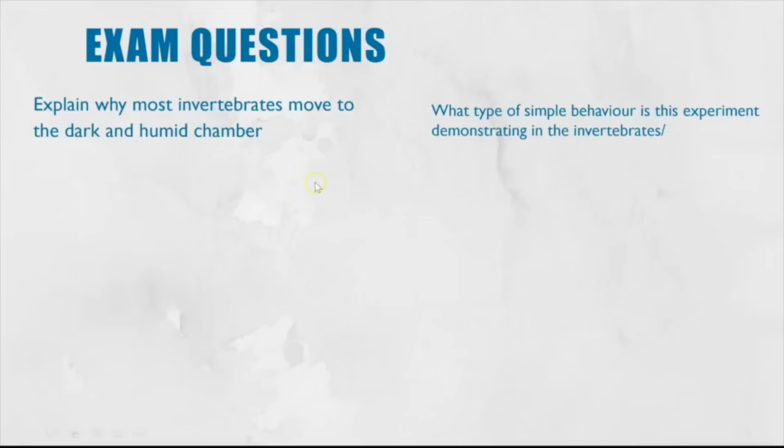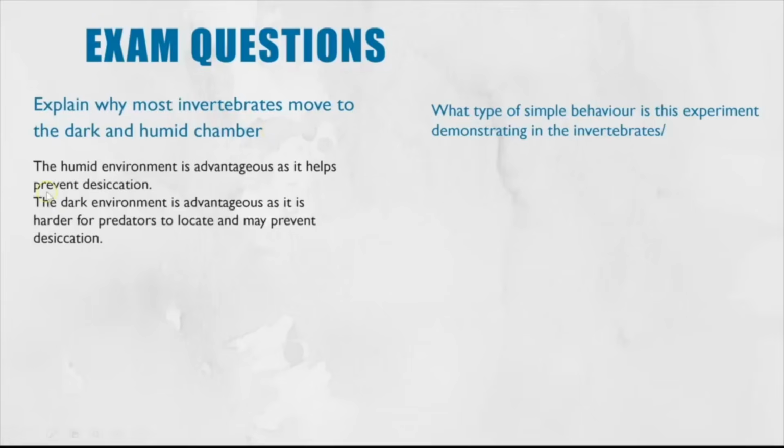Last two, explain why most invertebrates move to the dark and humid chamber. So here's a theory question now. So the humid environment is advantageous as it helps to prevent desiccation, meaning drying out, so you will have less water evaporating from their surface. But also the dark environment will prevent desiccation, and it means that they're going to be less likely to be seen or captured by predators.